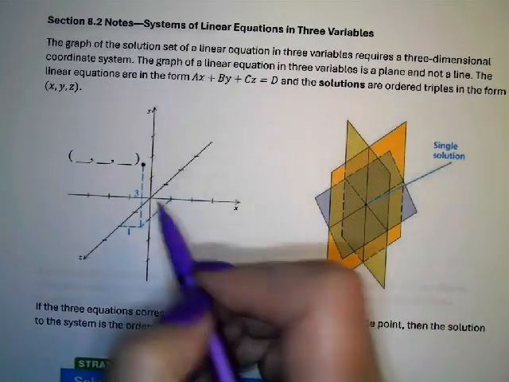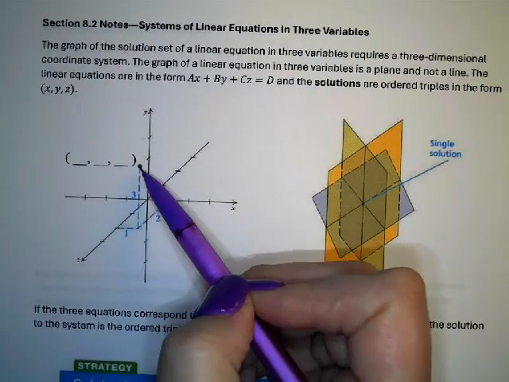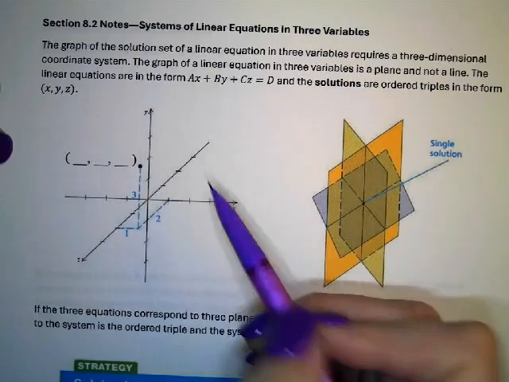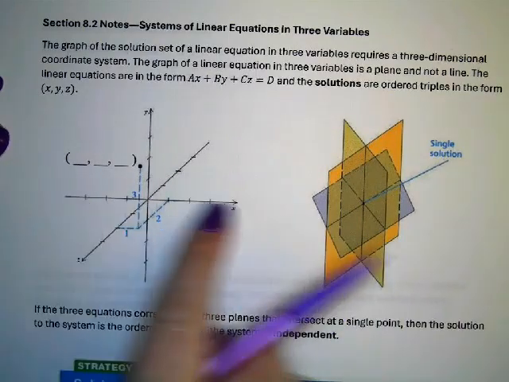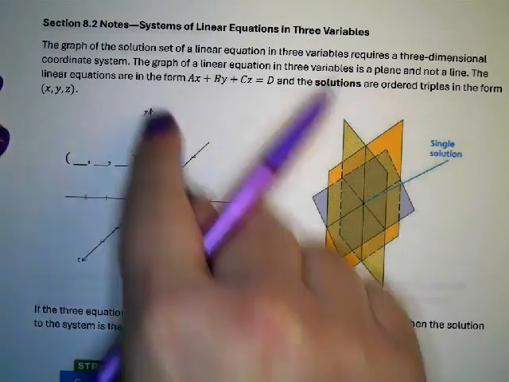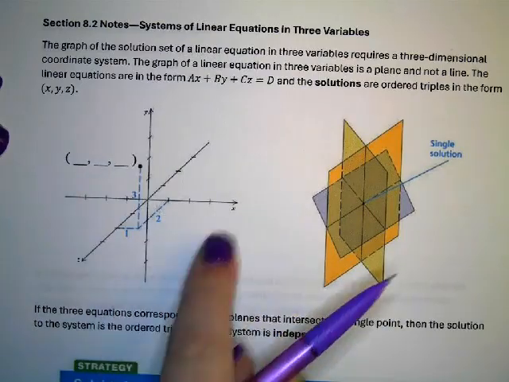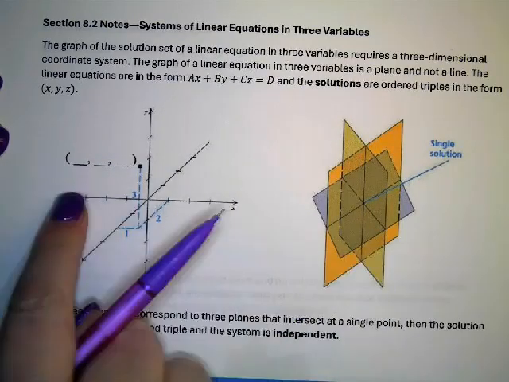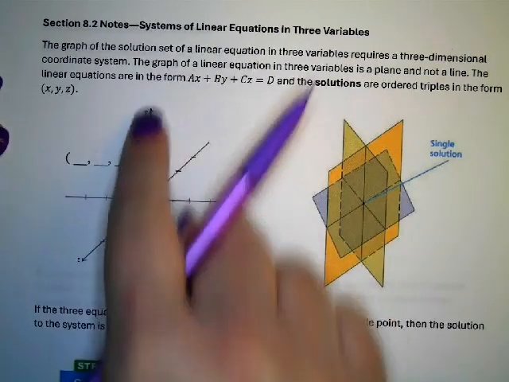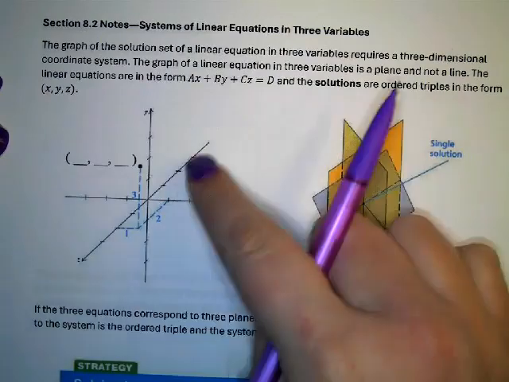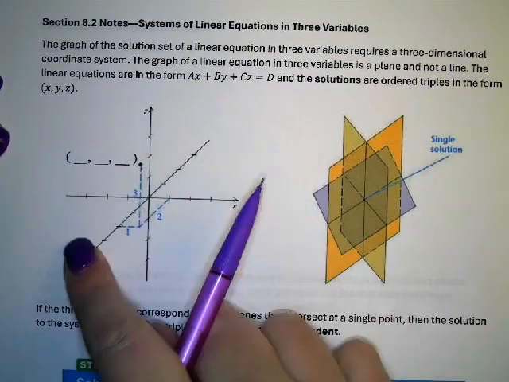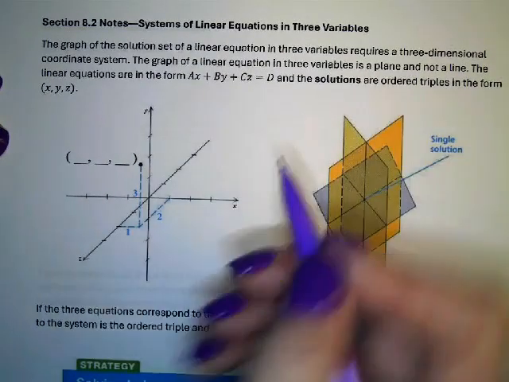So here is an example of a coordinate that is graphed in a three-dimensional system. The x-axis is left and right like normal. The y-axis is up and down. And then you can see the z-axis is that depth, kind of bringing it forward.